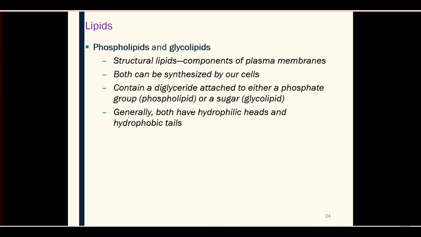The last two classes, I guess, of lipids are going to be phospholipids and glycolipids. I'm going to combine these together because both of these are an important component of the plasma membrane. If you don't know what that is, that's the cell membrane. These we do make in our body, and we'll talk about where they're made in subsequent lessons.